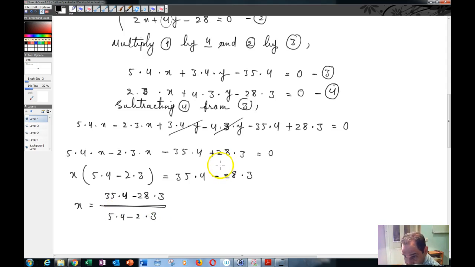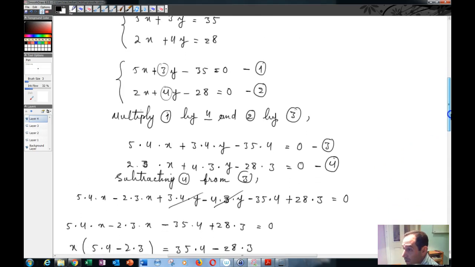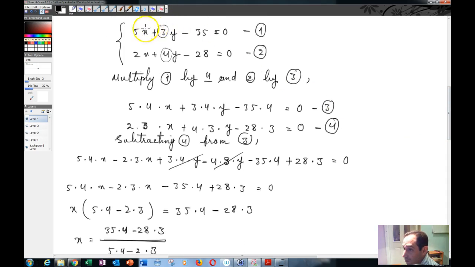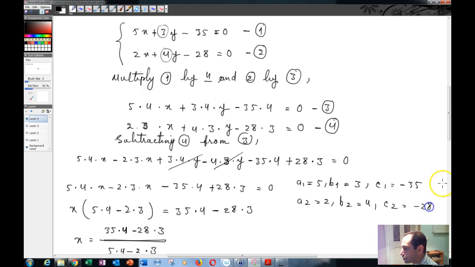Okay, so what that means is that over here, a1 is equal to 5, b1 is equal to 3, and c1 is equal to negative 35, and then a2 is equal to 2, b2 is equal to 4, and c2 is equal to negative 28.